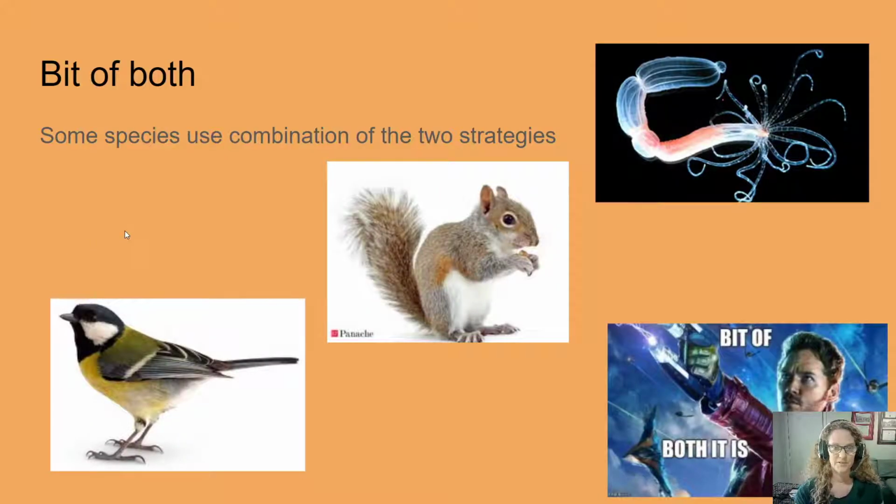Now some species do a little bit of both. Some are R selected, some are K selected, but some use a combination of strategies from each and do their own thing. Those are usually the songbirds, lots of birds do that, squirrels do that, and this little guy is called a hydra in the ocean. They use that strategy as well.